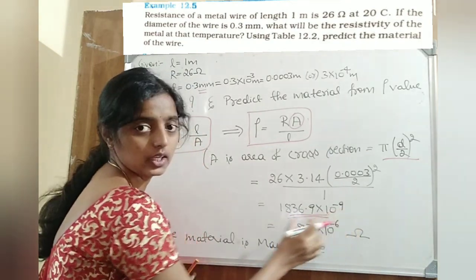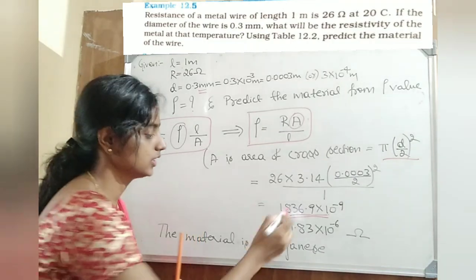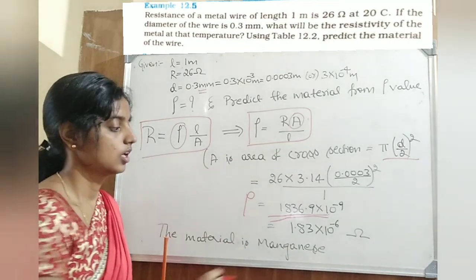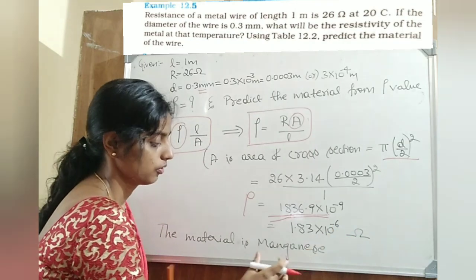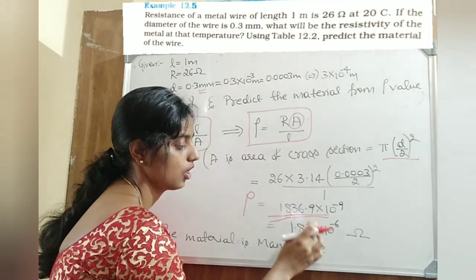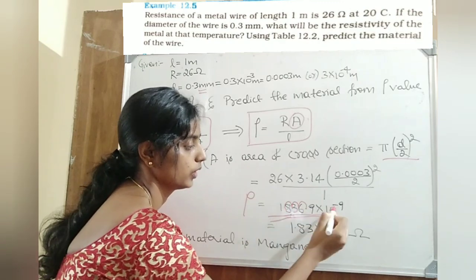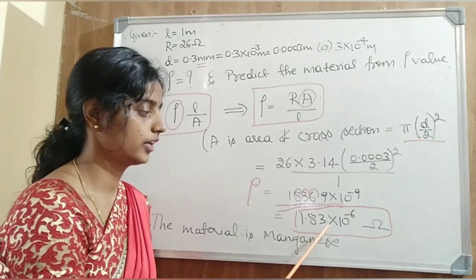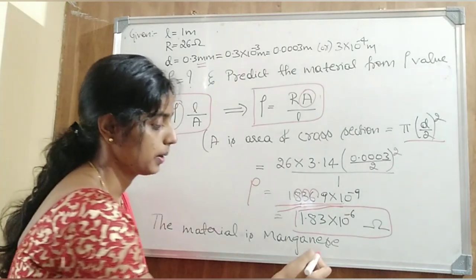The power may vary based on your calculation. Later on, by looking at the table, this is our resistivity. We need to predict which material this is, right? By looking at the table, adjust the power so it will be the same as in the table. This can be altered by shifting the decimal. So if we shift here, here and here, we will get 10 to the power minus 6. Hence resistivity is 1.83 into 10 to the power minus 6 ohm meter, and the material is manganese.